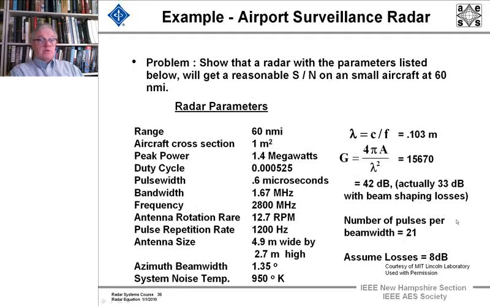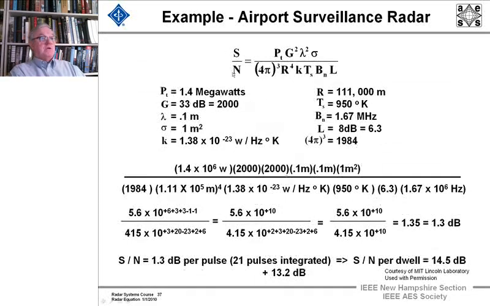And the number of pulses per beam width, as the beam rotates on a mechanical scanning antenna, there'll be 21 pulses at this 12 RPM, given that RPM and that pulse repetition rate, which will scan by a target. And we're assuming losses in the system of 8 dB. So here we have the equation for the signal-to-noise ratio for the dwell, for the single pulse, and here are the numbers. The first thing, and it's probably the most important mistake to watch out for, because it's the mistake I mostly make, is to get everything in MKS units.